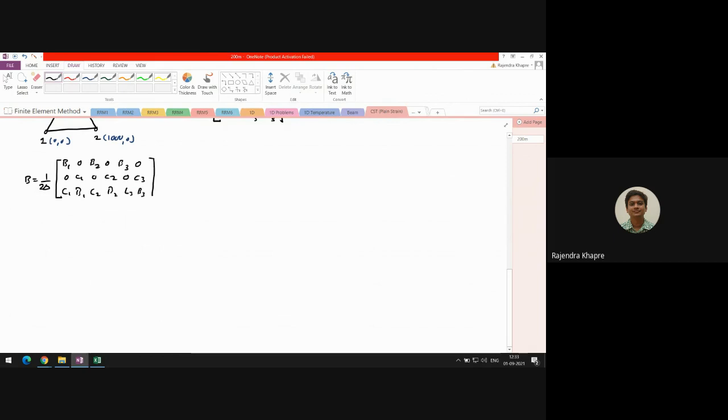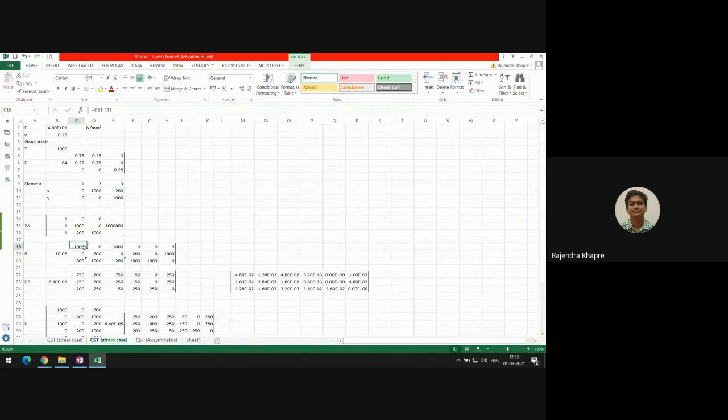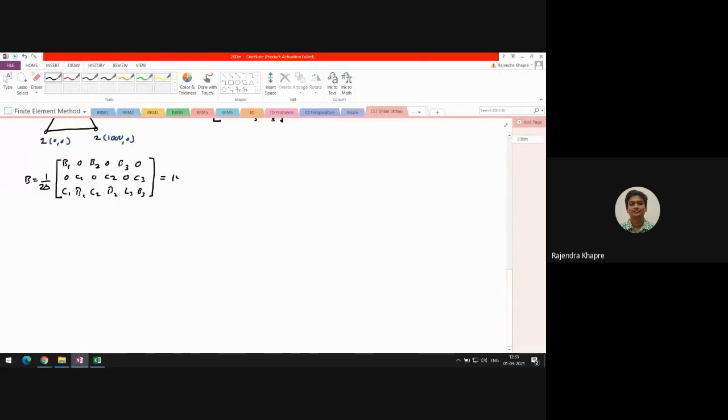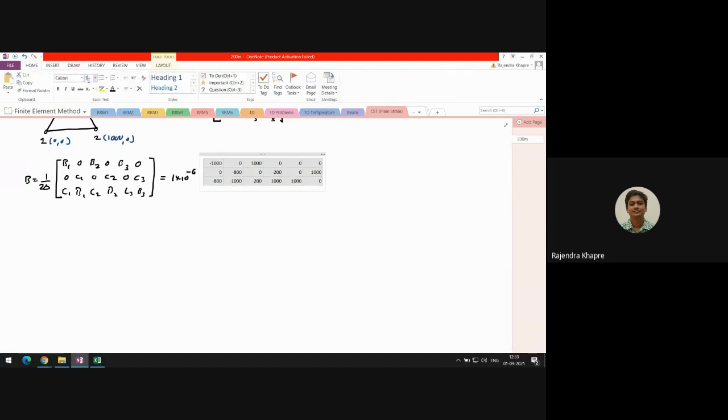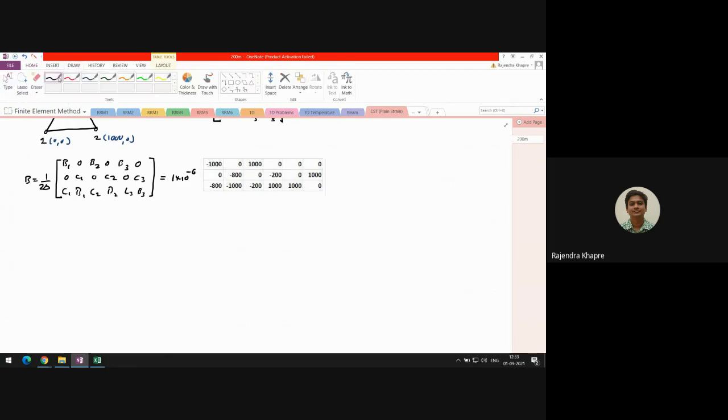Is it correct? Okay, so you don't have to do the calculations. I have the values available with me. So this comes out to be something like 1 into 10 to the power minus 6, into these values. I already have the Excel sheet ready with me, so that you don't have to do the calculation part. I'm just substituting the values, and with this I'm going to get your B matrix. So B matrix is nothing but your strain displacement matrix.